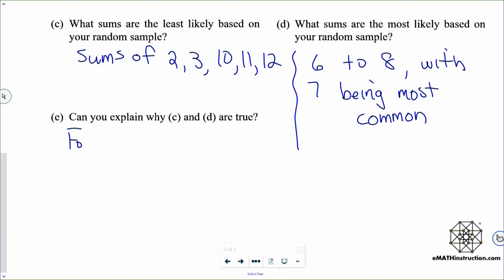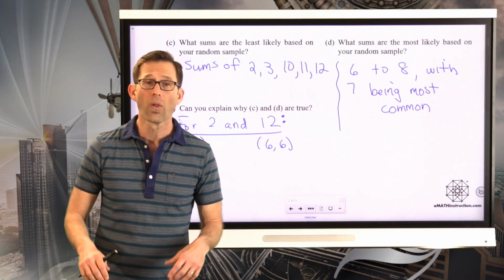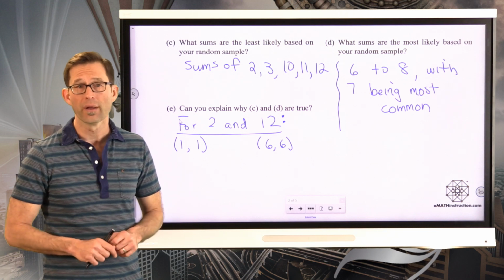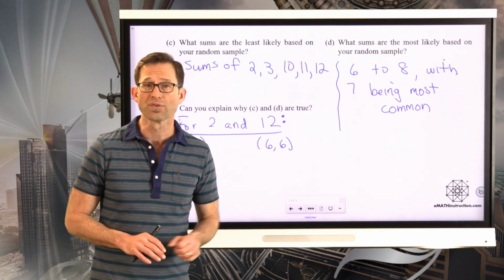So for 2 and 12, right, what could we have? Well, for 2, we could just have a 1 and a 1 that we roll. And for 12, the best we could do is a 6 and a 6. There's literally only 2 ways. There's only one way to get a 2. And that's I roll a 1 and then I roll another 1. And there's only one way to get a 12. I roll a 6 and I roll another 6.